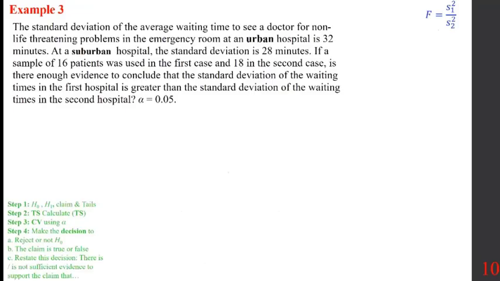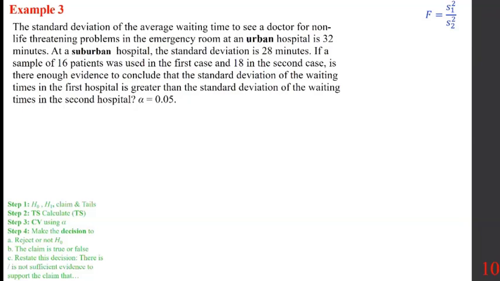So let's start with one example. The standard deviation of the average waiting time to see a doctor for non-life-threatening problems in the emergency room at an urban hospital is 32 minutes. At a suburban hospital, the standard deviation is 28 minutes. If a sample of 16 patients was used in the first case and 18 in the second case, is there enough evidence to conclude that the standard deviation of the waiting times in the first hospital is greater than the standard deviation of the waiting times in the second hospital? Alpha equals 0.05. And so here's the given.